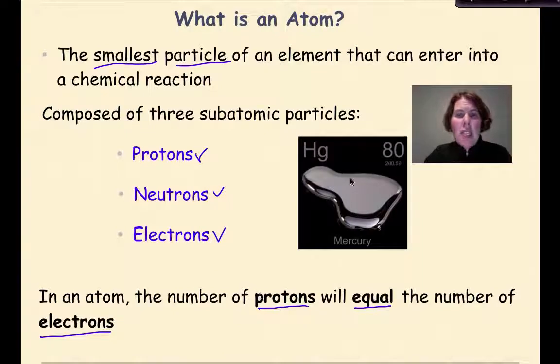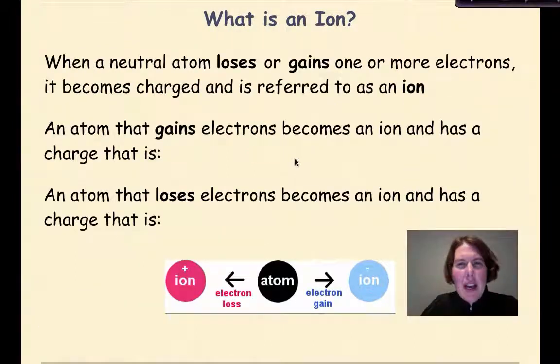So when we look at this image of Mercury right here, we can say, well, the protons is going to be 80 because that's my atomic number. So there's 80. And therefore, if the protons are 80, the number of electrons have to be, you guessed it, 80. So what is an ion?